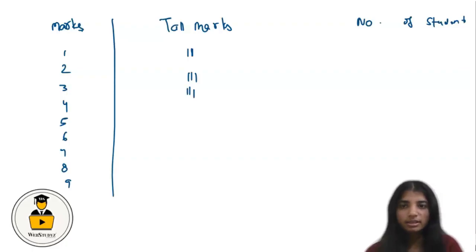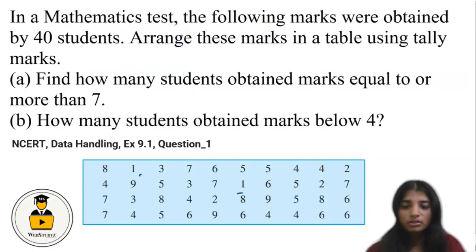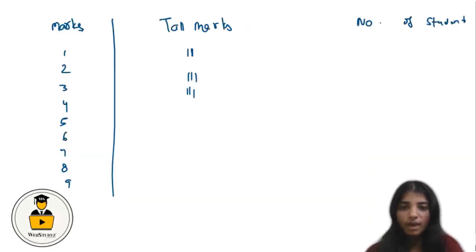Now let's discuss the students who have 4 marks. So 4 marks: 1, 2, 3, 4, 5, 6, 7. So 7 students have 4 marks. So we have to make 7 lines. 1, 2, 3, 4 and the 5th line is cutting them, and then this is 6 and this is 7. So 7 students have 4 marks.